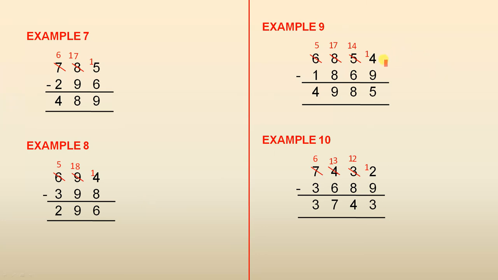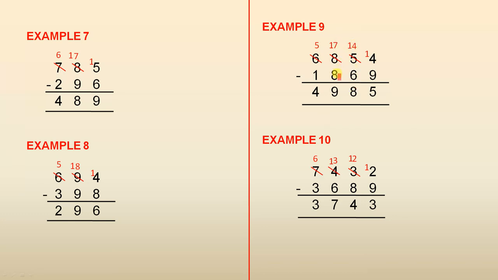Example 9. 4 take away 9 we can't do, so we trade one of the tens. We've got 4 left. Now we've got 14 ones, take away 9 gives us 5. 4 take away 6 we can't do. So we trade here, so we're down to 7 hundreds. So that 100 goes to there, so you've got 14 tens. 14 take away 6 is 8.